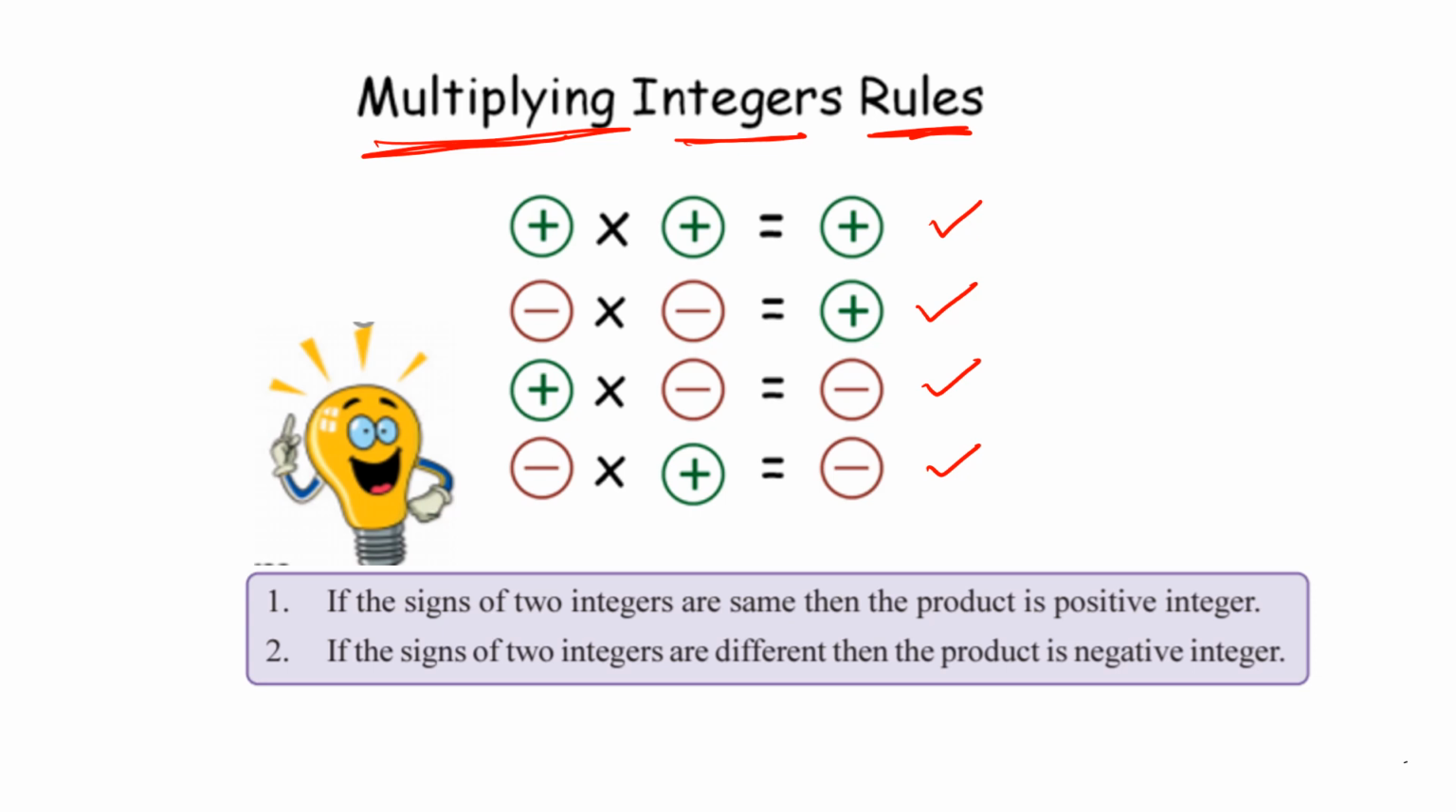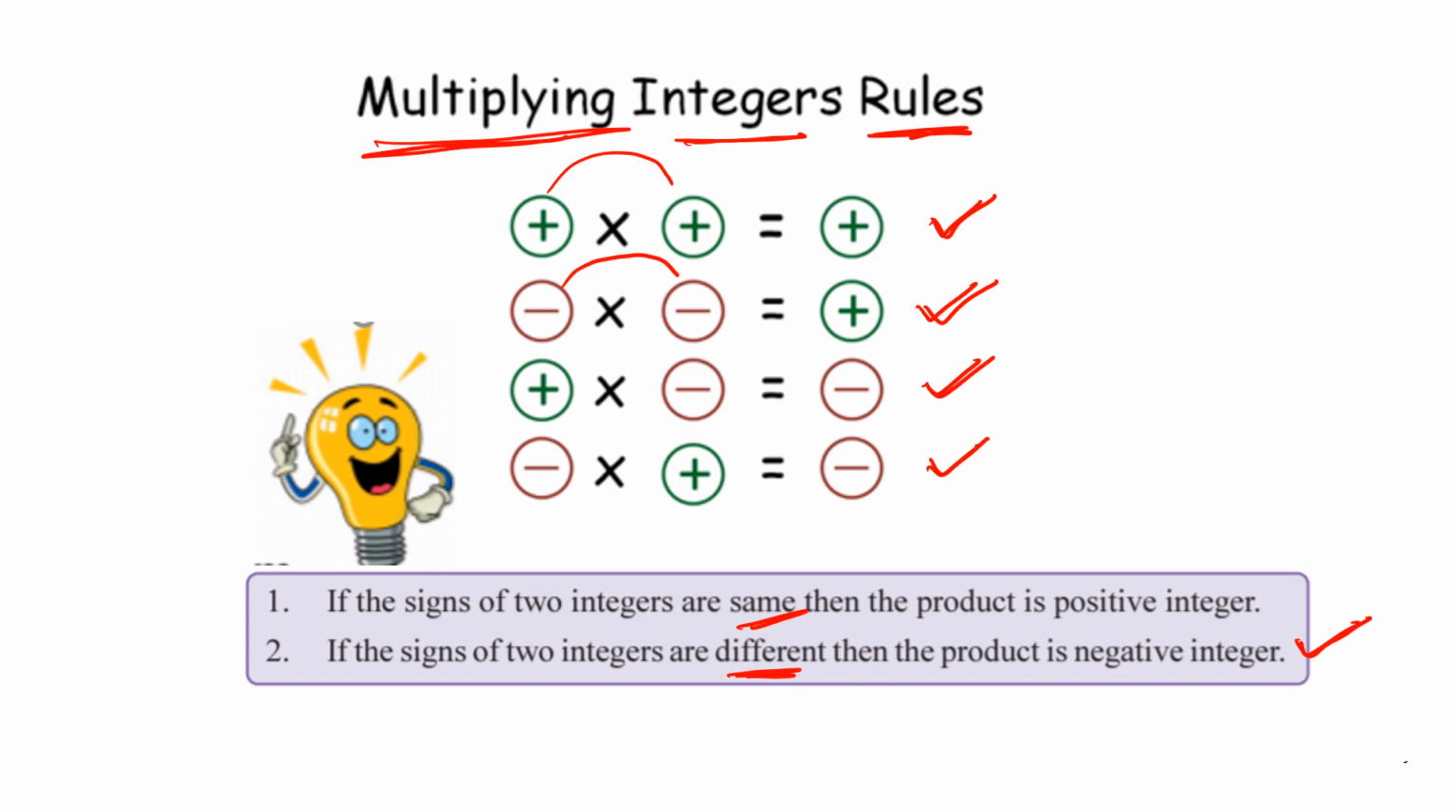That means if the signs of two integers are the same, the product is a positive integer. That means plus into plus equals plus, and minus into minus should be plus only. Now the second point: if the signs of two integers are different, then the product is a negative integer. That means plus into minus is minus, and minus into plus is minus.